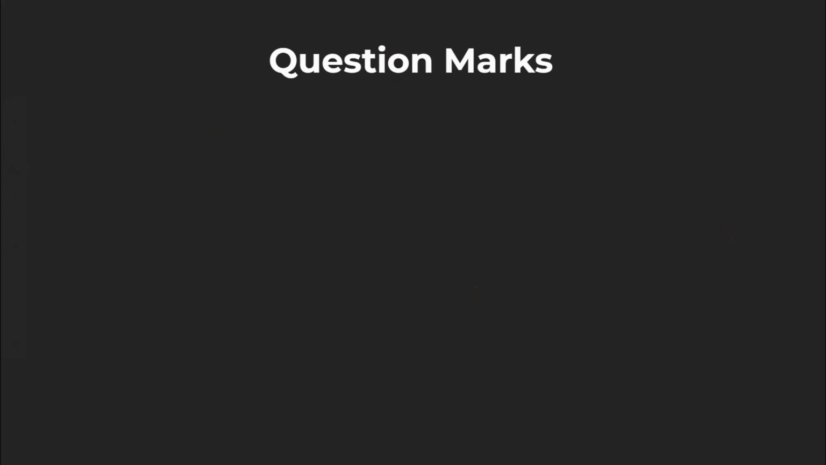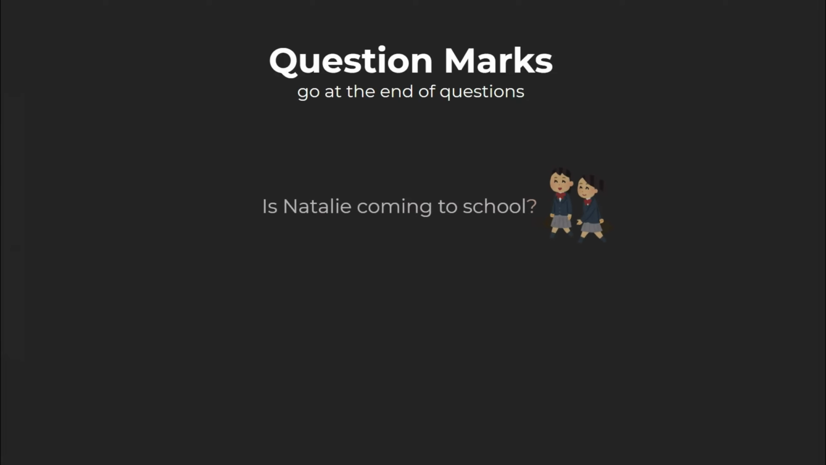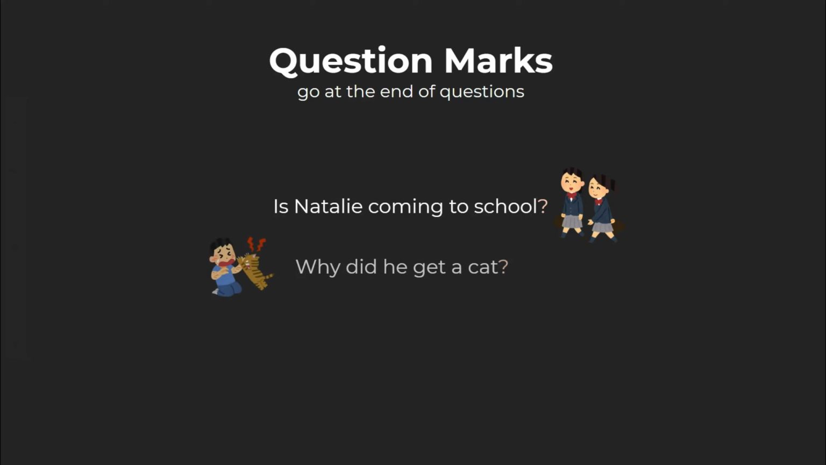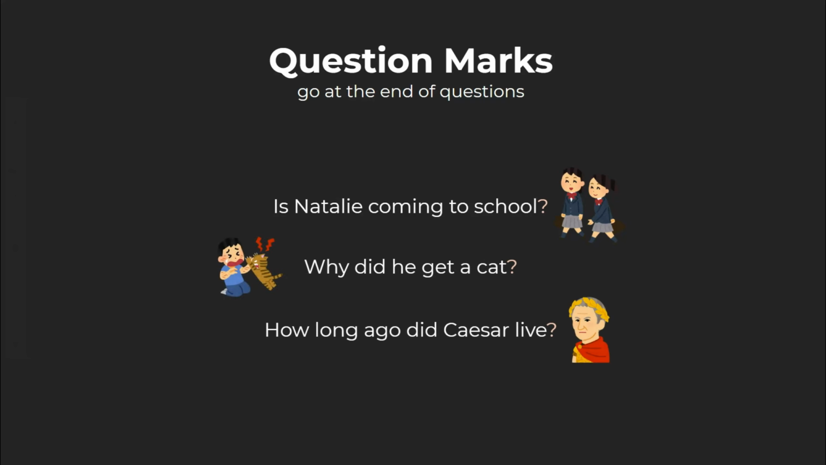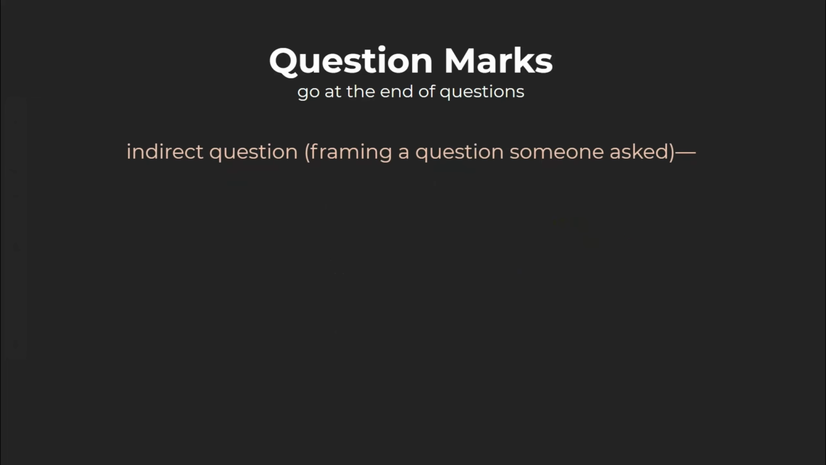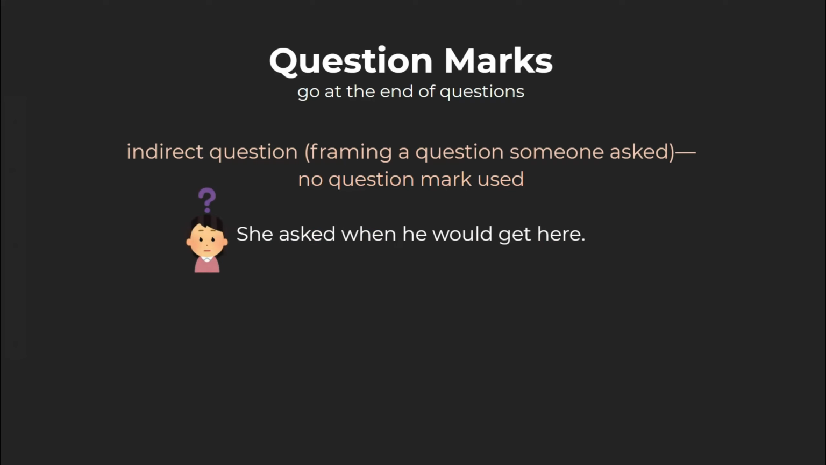Next, we have question marks. Just as it sounds, question marks go at the end of questions. For example, "Is Natalie coming to school?" "Why did he get a cat?" "How long ago did Caesar live?" Note that when we have an indirect question, or are framing a question someone else asked, we don't use a question mark. For example, "She asked when he would get here." Although the direct question, "When will he get here?" requires a question mark, the indirect question does not.